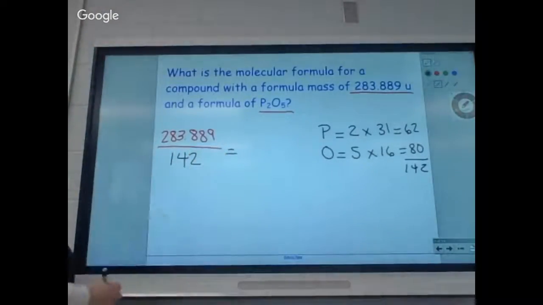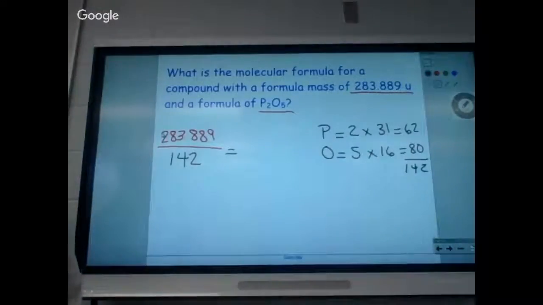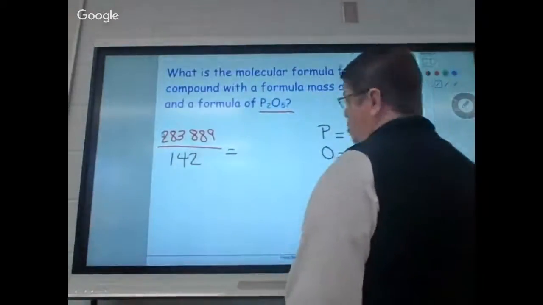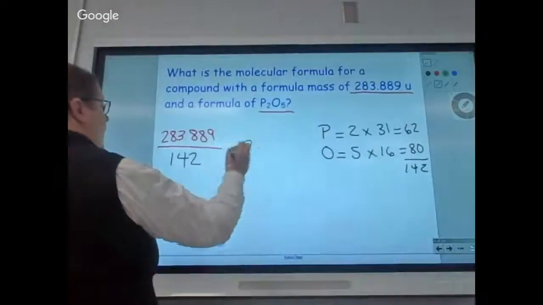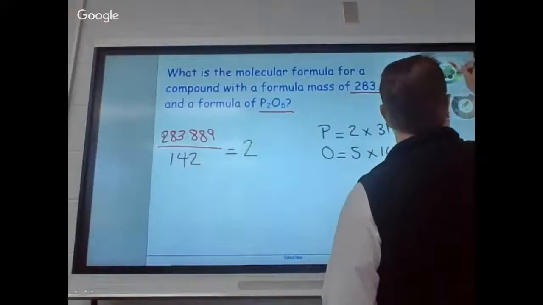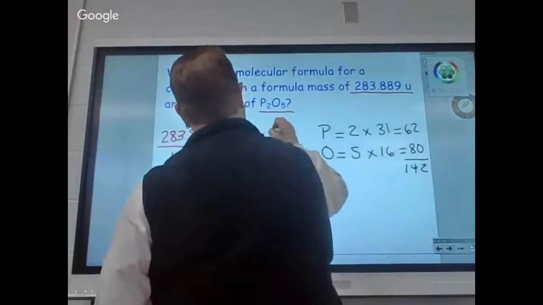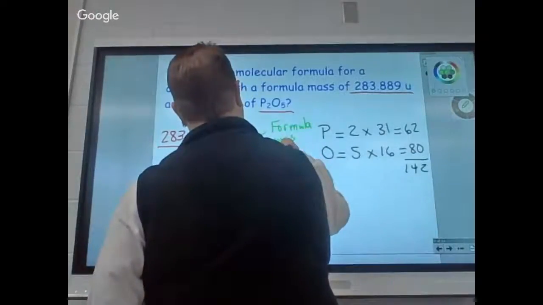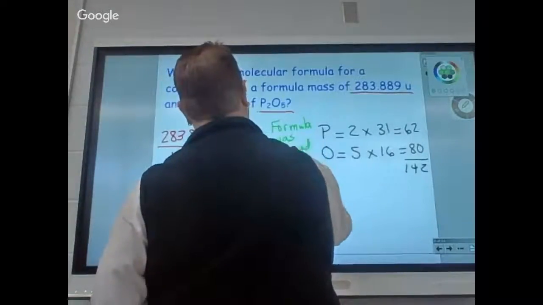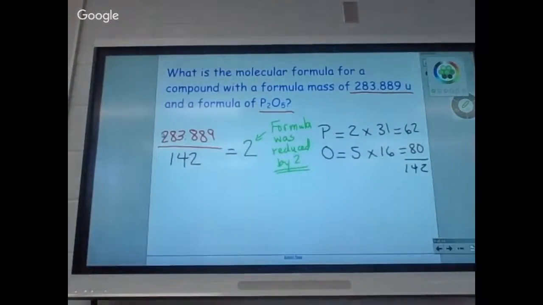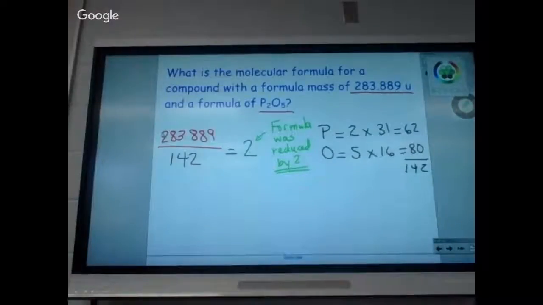Now, when I divide, we have to get a whole number. Somebody divide that, tell me what I get. 2. Are y'all sure? Yes. Okay. Now, this means the formula was reduced by 2. That's what we just found. That was the reason we divided, to know what the formula was reduced by. That was the whole purpose for doing the division.